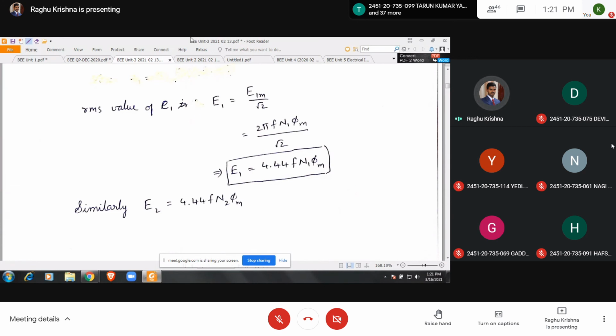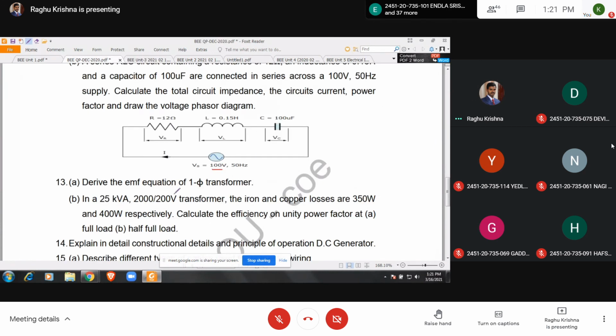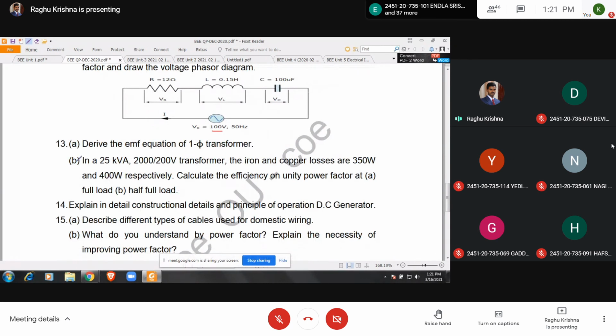So next, let us see the next question. Here, a 25 kVA, 2000 by 200 volts transformer. The iron and copper losses are 350 watts and 400 watts respectively. Calculate the efficiency on unity power factor at full load and half full load. The problem is given to you here.